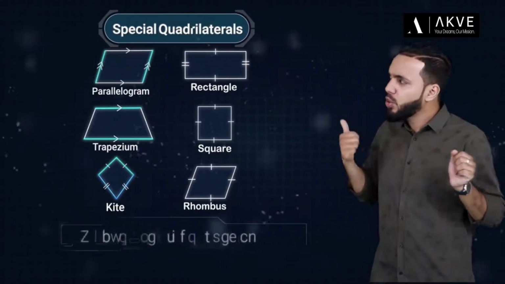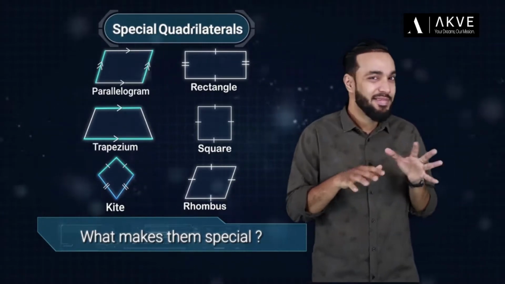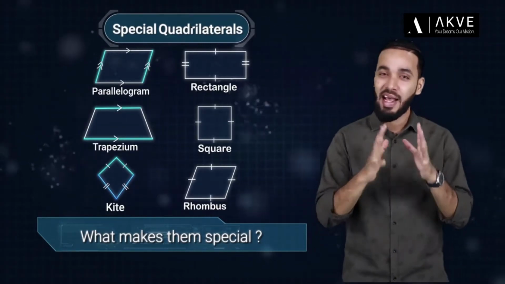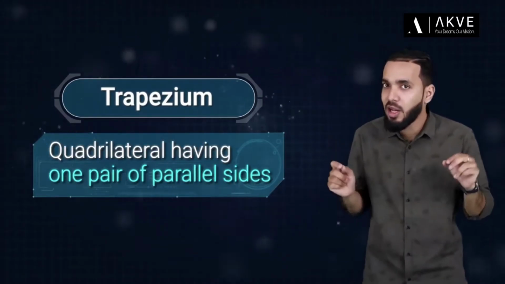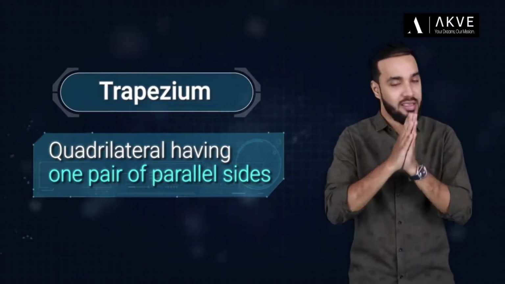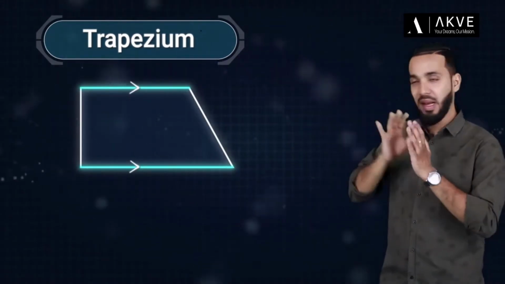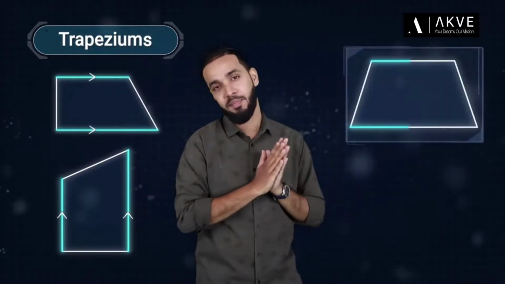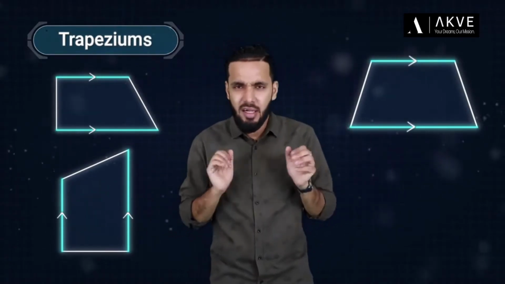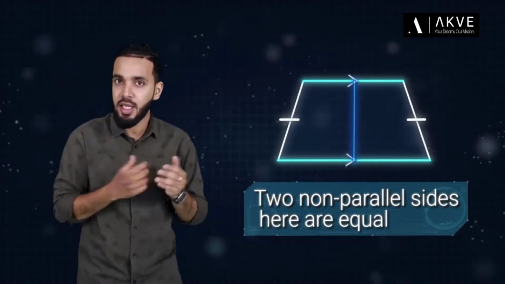But what do each of these quadrilaterals have that makes them so special? Don't remember? No worries. Let's recapitulate. We'll begin with a trapezium. Now, you already know that a trapezium is just a quadrilateral having one pair of parallel sides. Like this one's a trapezium because these two sides are parallel. Similarly, this one's a trapezium and so is this one. However, this trapezium is a little different from these two. It is because the two non-parallel sides here are equal.